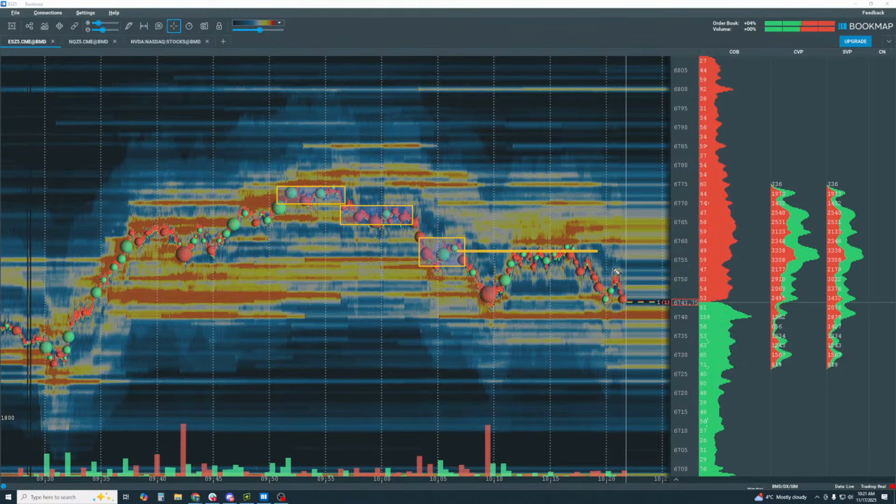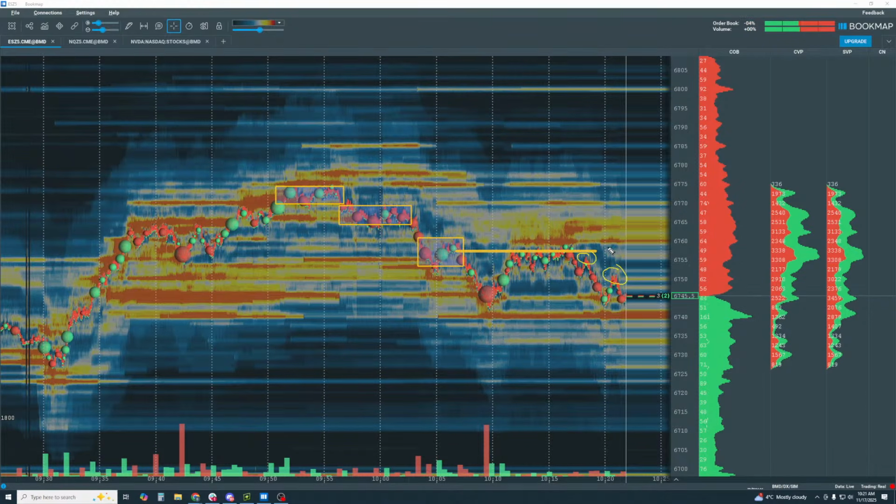All right, so let's see now. See the exhaustion up in here as well. Okay, there's exhaustion here as well. Both of these are low volume pullbacks that we will go over more in the near future, guys.